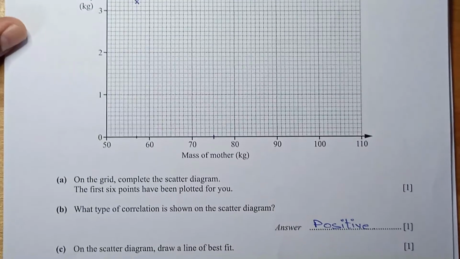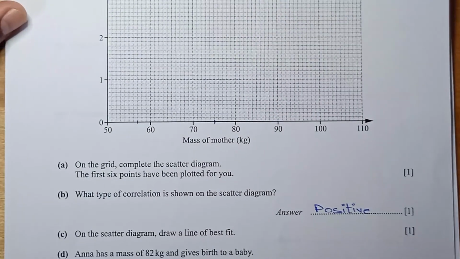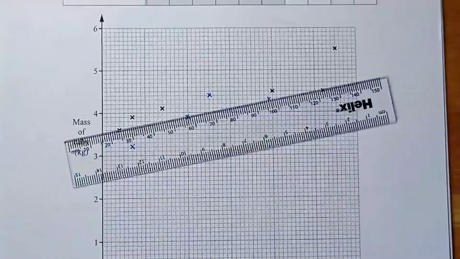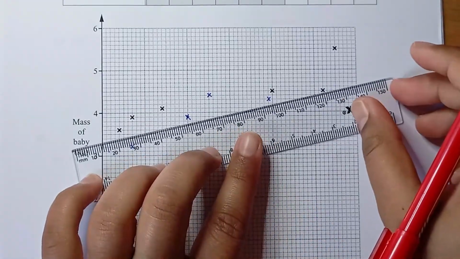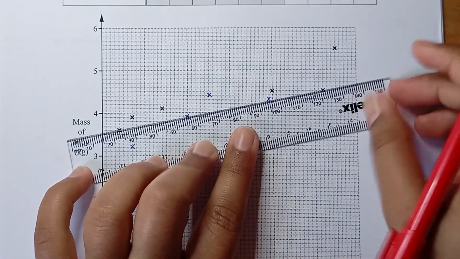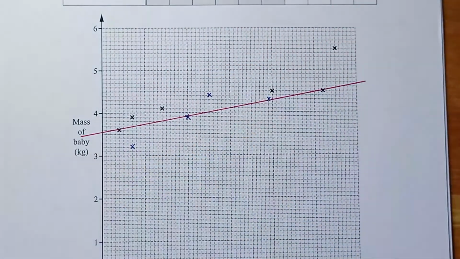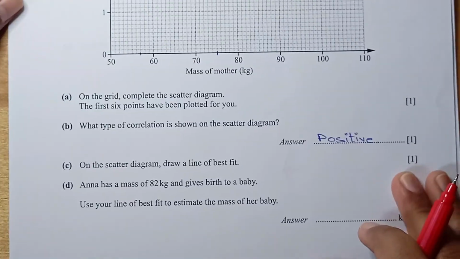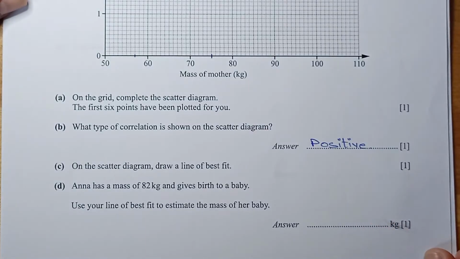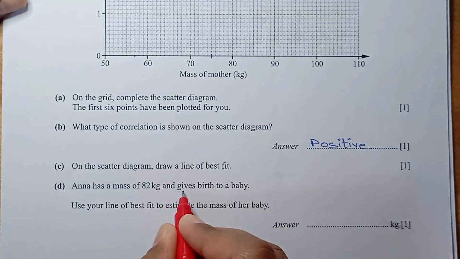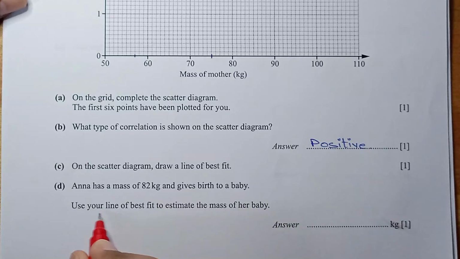Right. Now for the C part, on the scattered diagram, draw the line of best fit. So this would be the line of best fit because it passes through as many points. Now for the D part, Anna has a mass of 82 kilograms and gives birth to a baby. Use your line of best fit to estimate the mass of her baby.